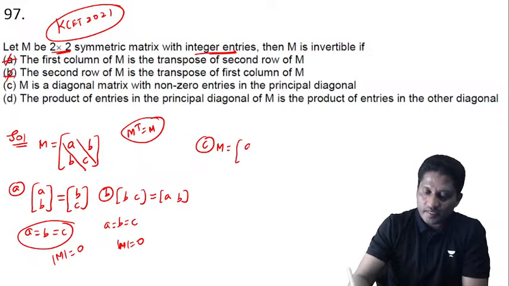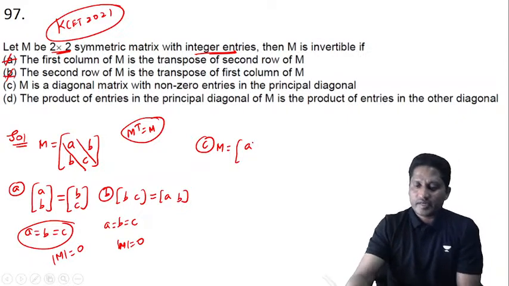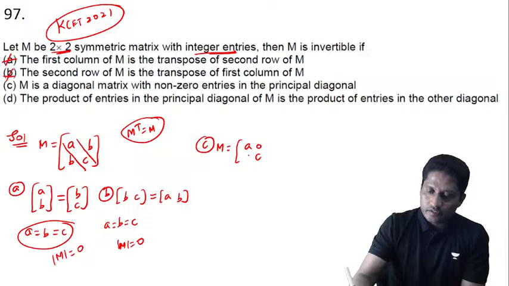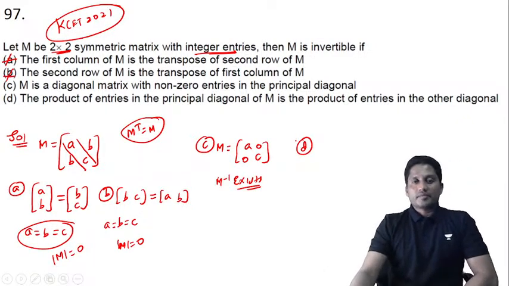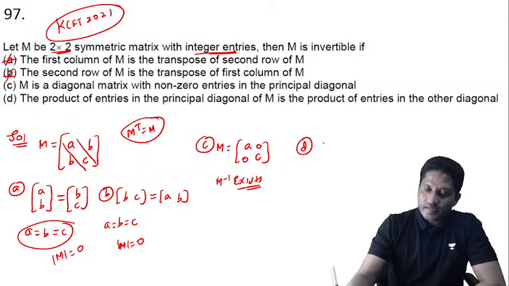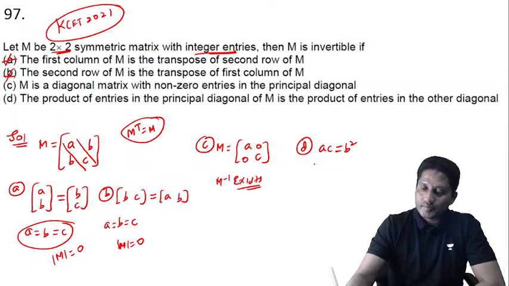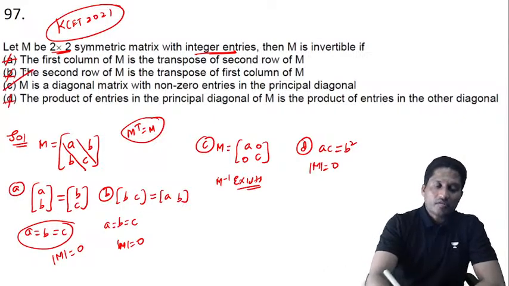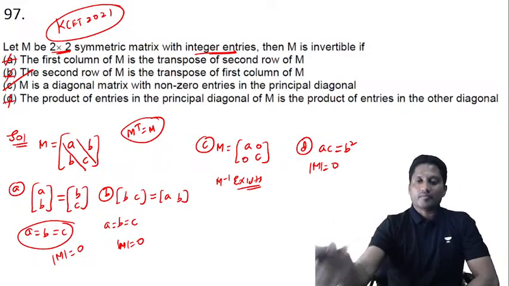Yes, principal diagonal elements taken non-zero. M is a diagonal matrix with non-zero entries in the principal diagonal. The others should be 0. Then obviously inverse will exist. And the last one, product of the entries in the principal diagonal of M is equal to product of the entries in the other diagonal, means AC is equal to B square. Again, determinant M equal to 0. Inverse doesn't exist. This is also false. Answer is option C. This is 2021 problem.